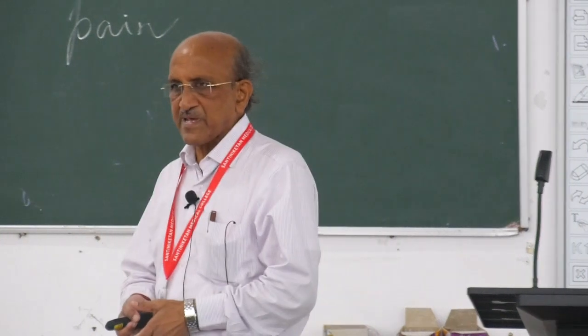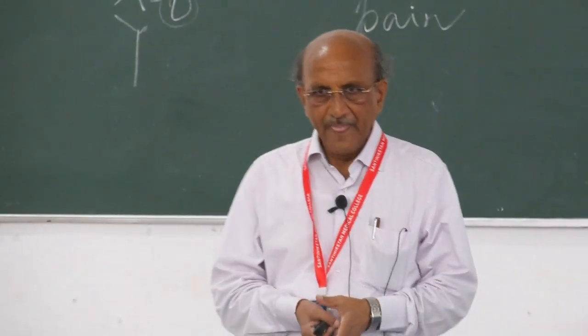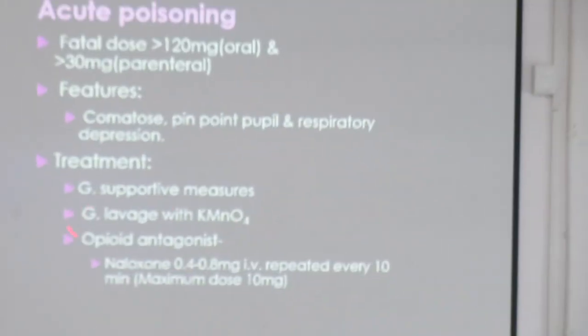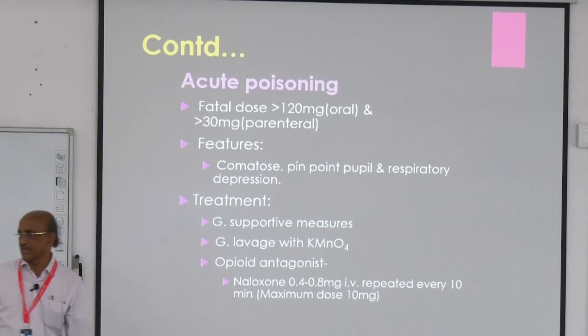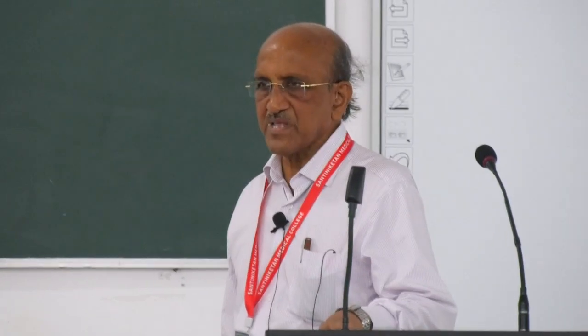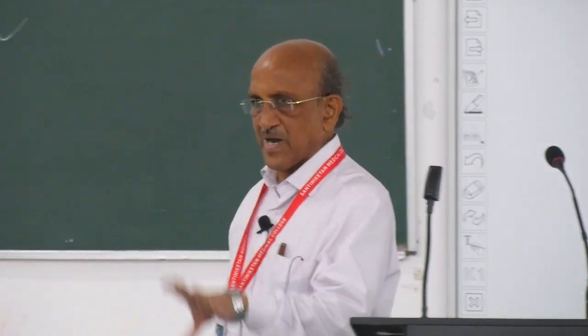What is the treatment? Supportive measures if there is severe respiratory depression: care of the respiration, care of the vascular system, and then specific treatment, and that will be, number one, gastric lavage with potassium permanganate. In any alkaloid poisoning, gastric lavage with potassium permanganate should be done.